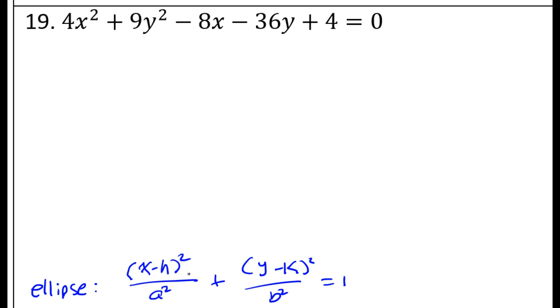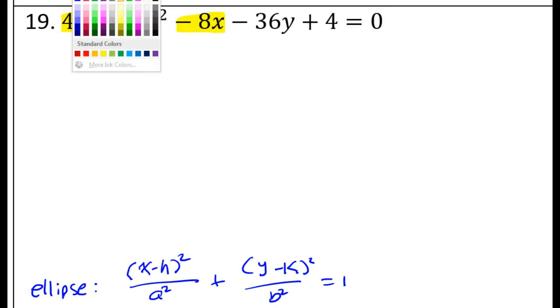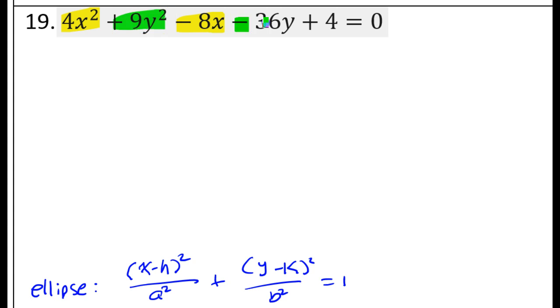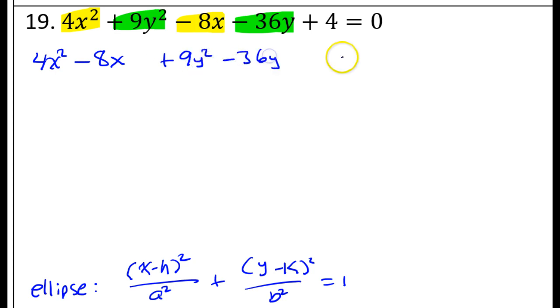I don't know if the a squared will be first or second, but the way we accomplish this is by grouping together the x terms and the y terms. I'm going to move this 4 to the other side of the equation. So I will have 4x squared minus 8x plus 9y squared minus 36y equals negative 4, because I moved that over.